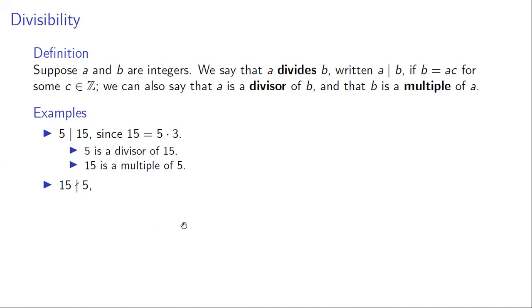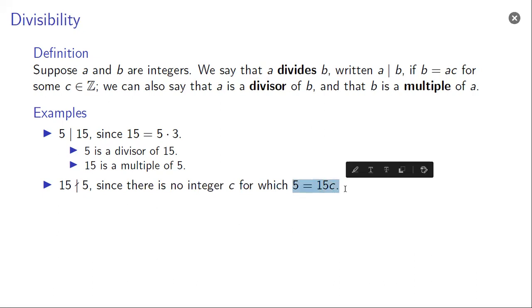The intuitive idea is that if you would take 5 and divide it by 15, you would not get a whole number. You would get a fraction. But let's see how it fits with the definition. 15 does not divide 5, since there is no integer c for which 5 should be equal to 15 times c. There is no integer c that would make this equation work. Therefore, 15 does not divide 5, since there is no way to make this equation true in order for c to be an integer.